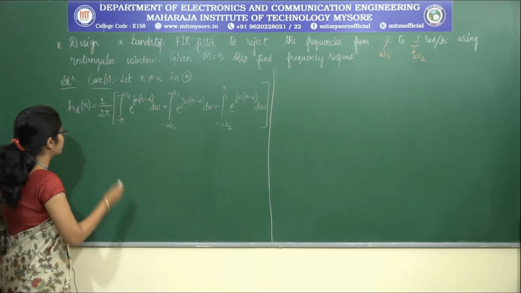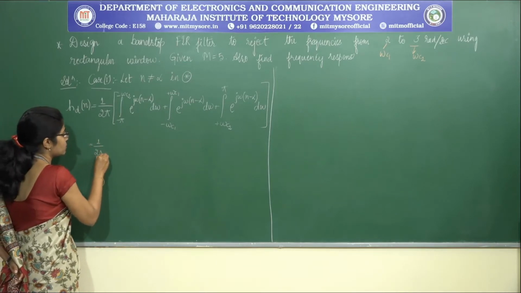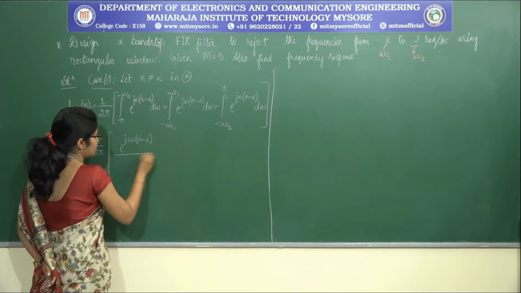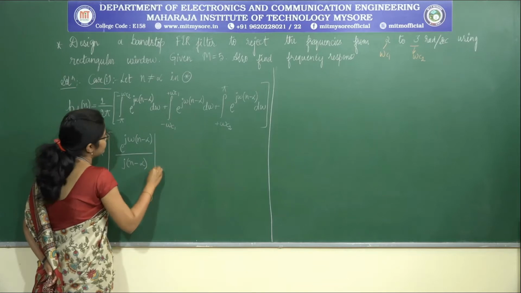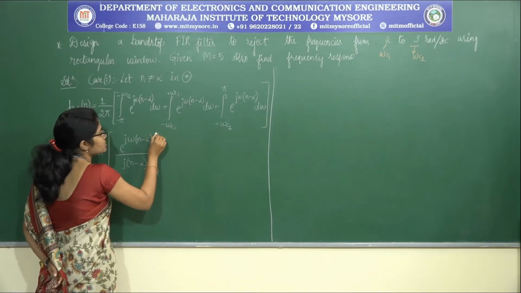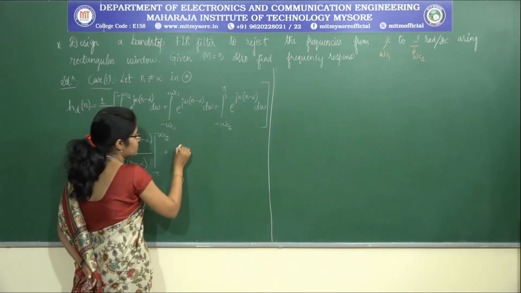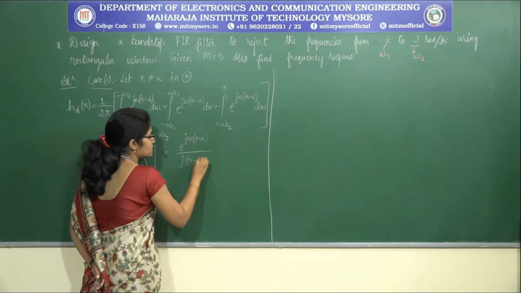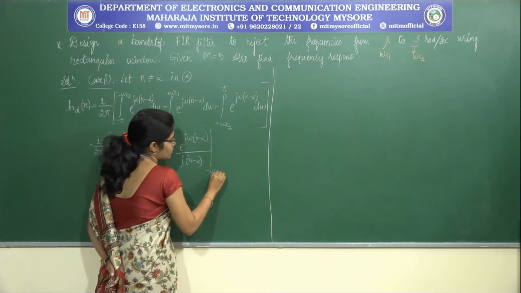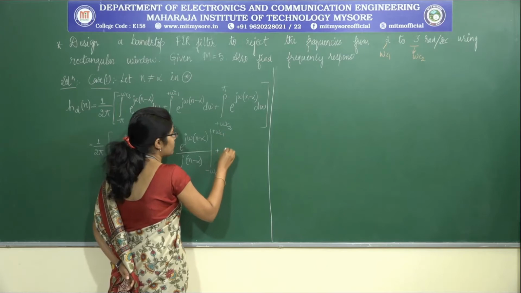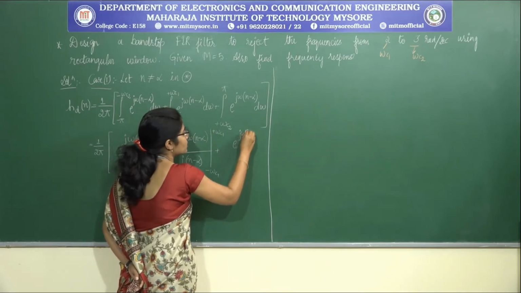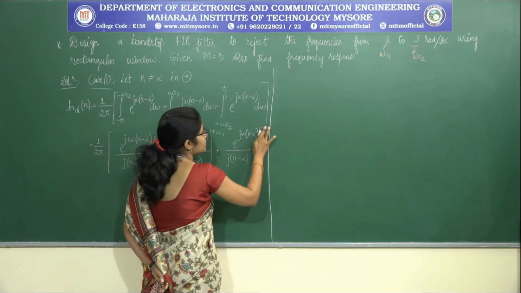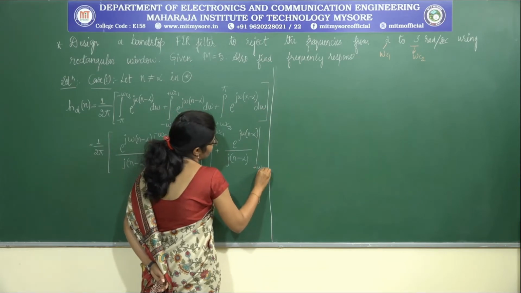So, now I need to integrate the exponential term. If we integrate the exponential term, it will be equal to 1 by 2 pi into e power j omega n minus alpha divided by j n minus alpha under the limits minus pi to minus omega c2, plus, if I integrate this term, it will be e power j omega n minus alpha divided by j into n minus alpha under the limits minus omega c1 to plus omega c1, plus, if I integrate the third term, it is e power j omega n minus alpha divided by j into n minus alpha under the limits plus omega c2 to pi.